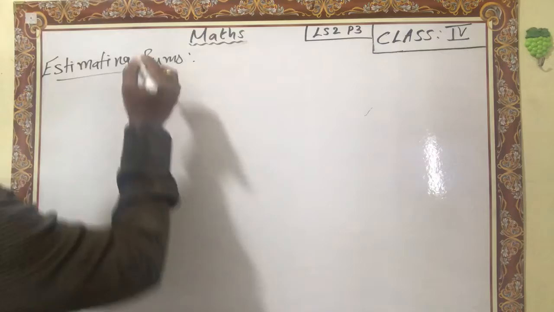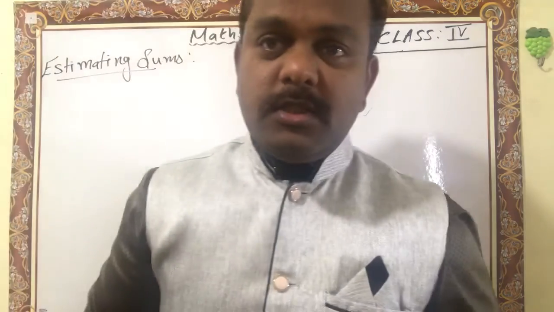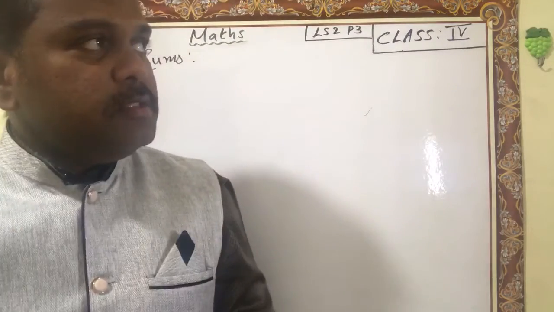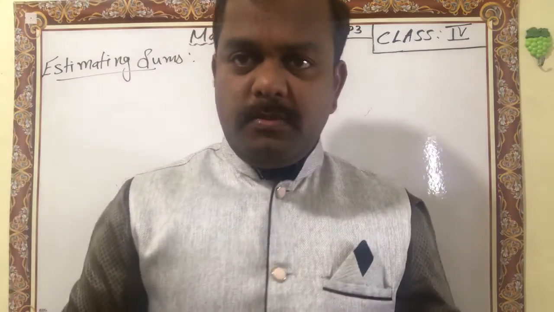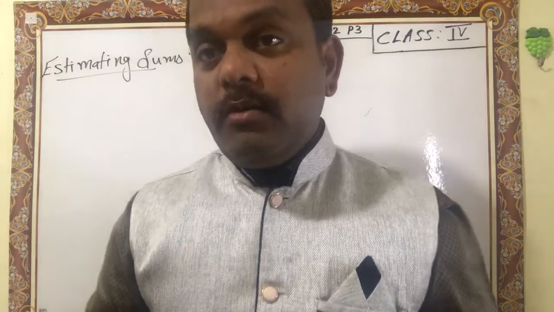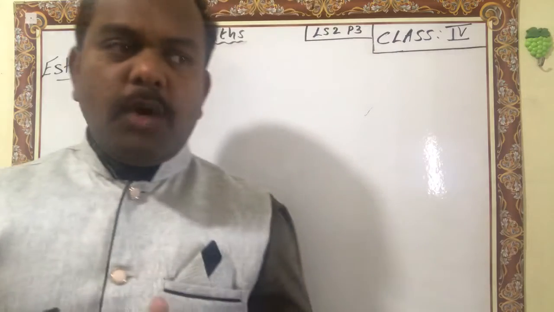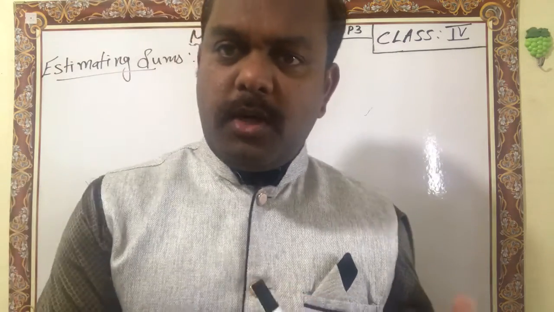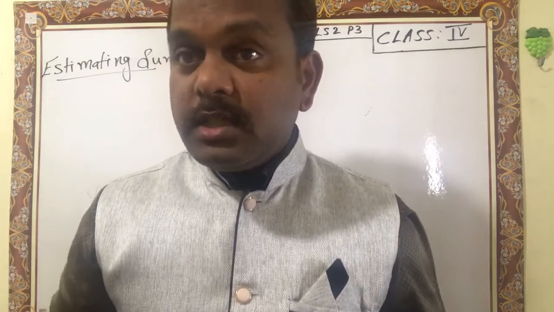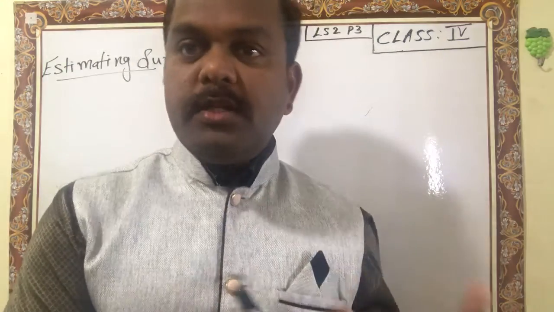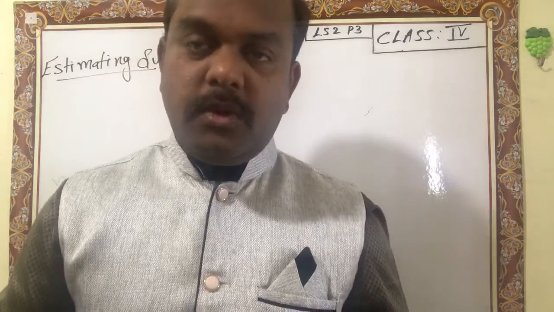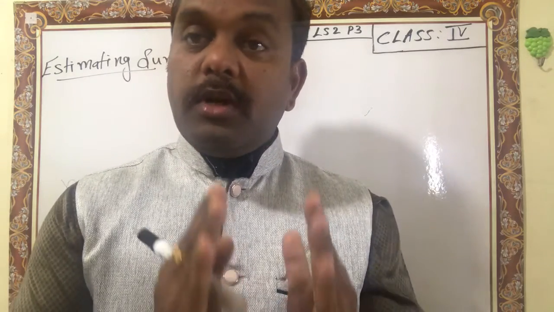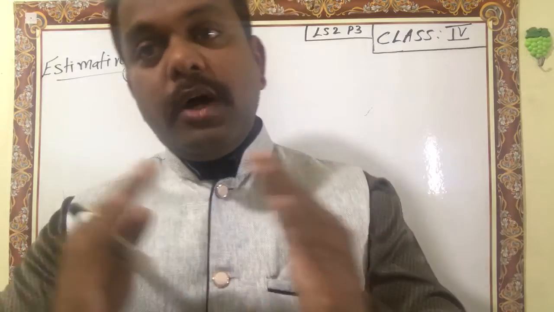Estimating sums. What is estimating sums? In the previous video we have learnt about rounding numbers. Rounding to the nearest 10, rounding to the nearest 100, like that we learnt. In estimating sums, it is rounding numbers plus addition and subtraction. You have to round the numbers, then you have to add.